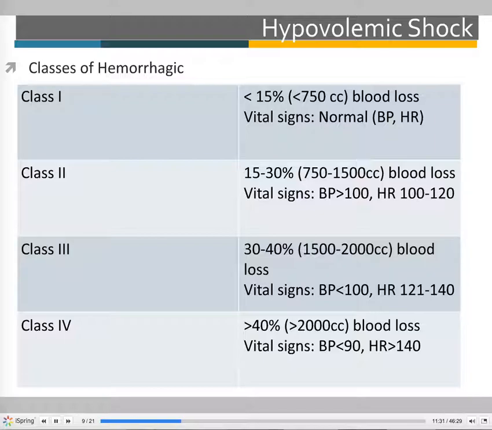Once the person loses another 10 more percent, so anywhere from 30 to 40% of the blood volume, they're now in a progressive stage of hypovolemic shock. And those same indicators or symptoms of going into the shock are going to be there, but more pronounced. So the pulse rate will be even higher, anywhere from 121 to 140. The blood pressure is going to decrease more, okay, particularly the systolic blood pressure.